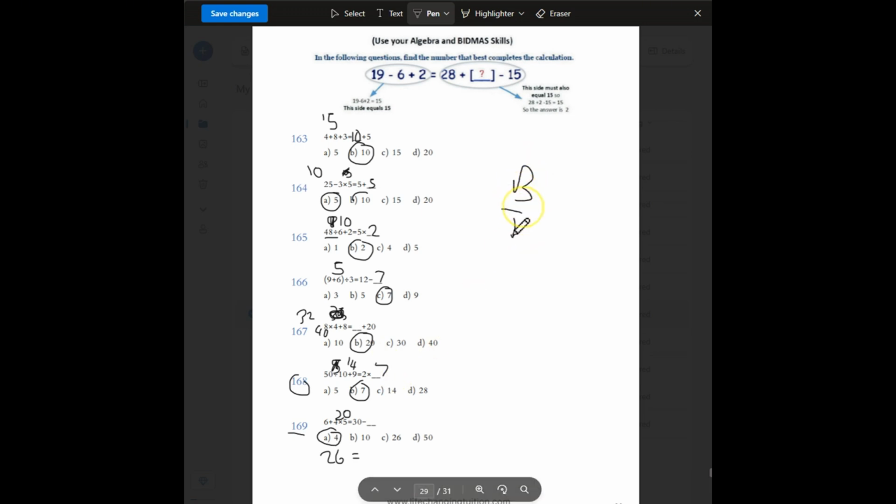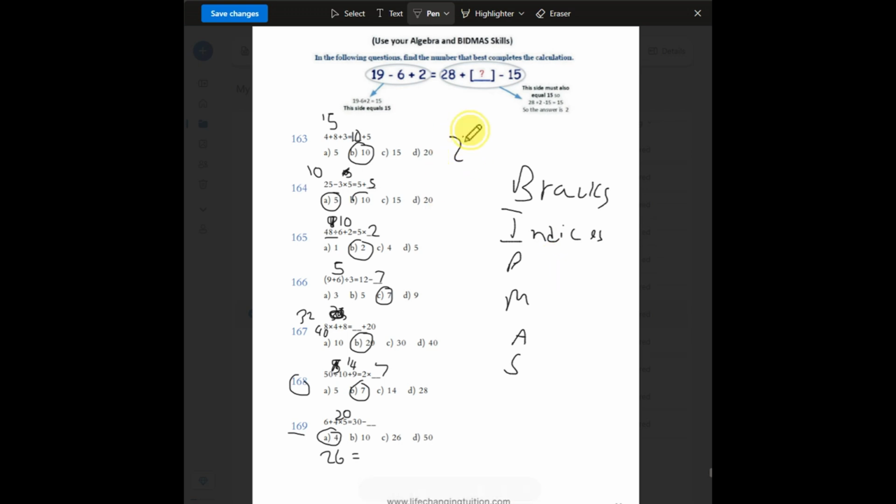The main thing you have to remember is BIDMAS, okay? This is the order that you do things. So you always do operations that are in brackets first, then you do any indices. So this is if you have a square, like 2 squared, something like that. Then you divide, then you multiply, and then you can do addition and subtraction in whatever order you need. I usually just go left to right. Okay, so if it's 4 plus 5 minus 5, then I do 4 plus 5 first, then minus 5 afterwards. Okay.